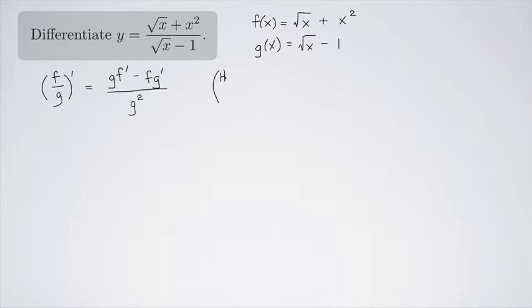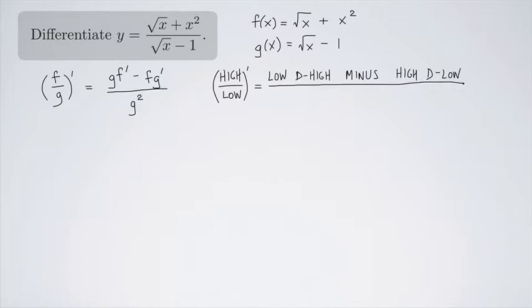Well, if you think of this as high over low, the function on top and the function on the bottom, high over low, and I want to take the derivative, then you can think of this as low d high, the d is the derivative, minus high d low. So when I say d high and d low, I mean the derivatives of those things, all over low squared. And that's just a nice way to remember it, low d high minus high d low. So let's take the derivative.